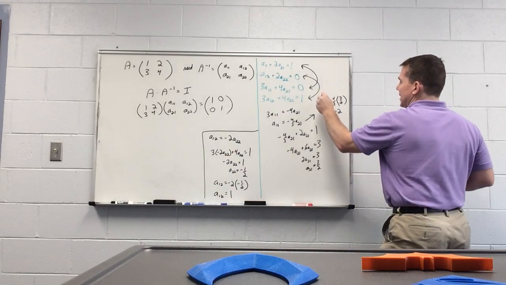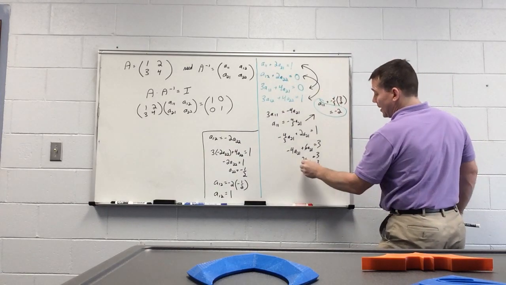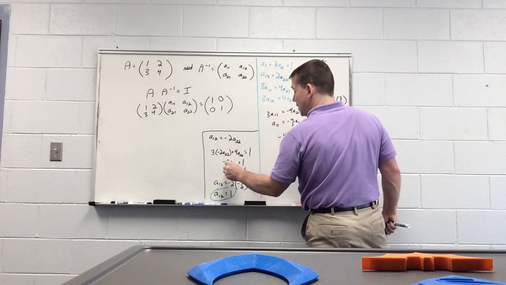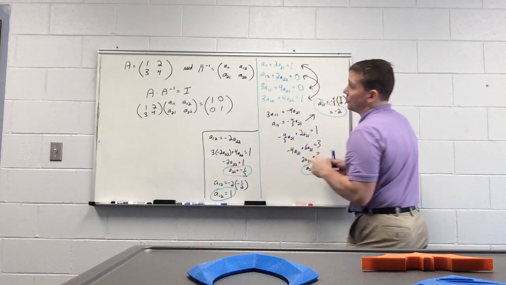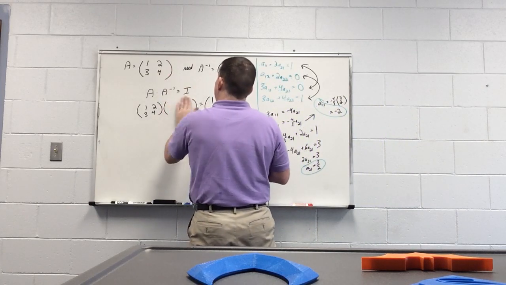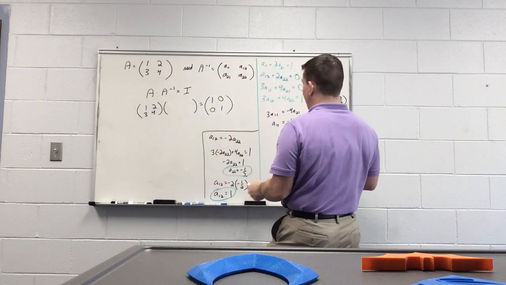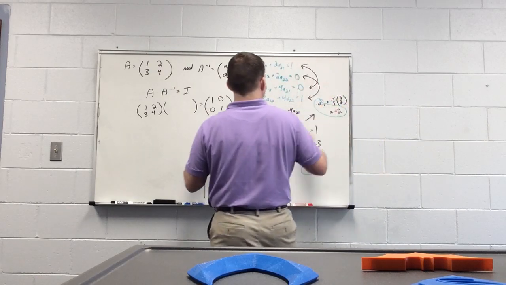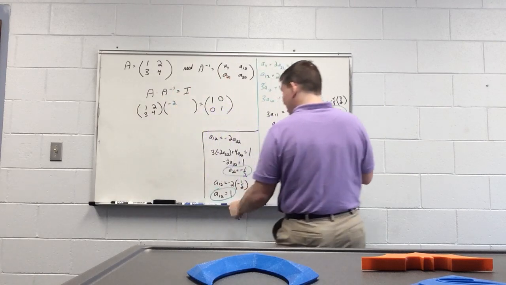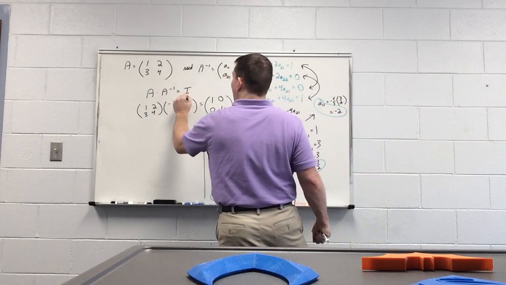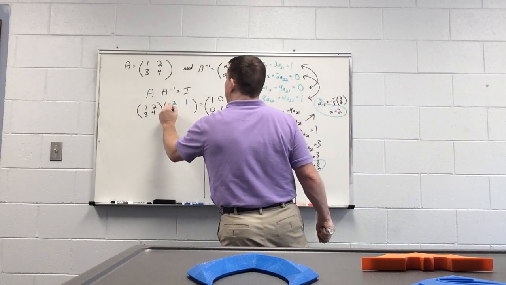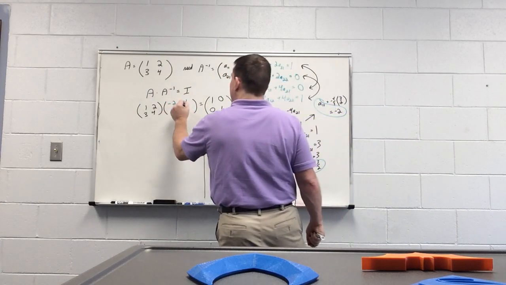And now, let's see. There's A11, there's A21, there's A12, there's A22. So, if I just plug in here, A11 is negative 2. A first row, second column, 1, 2 is 1. A21 is 3/2. A22 is negative 1/2.